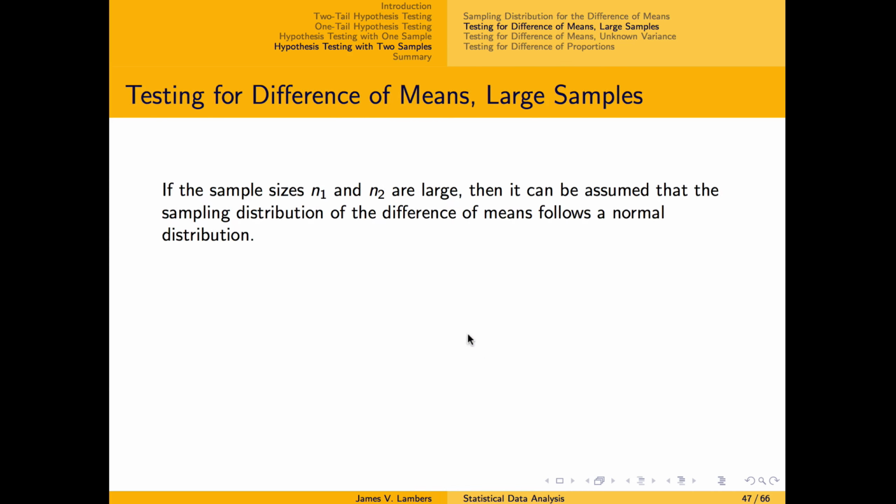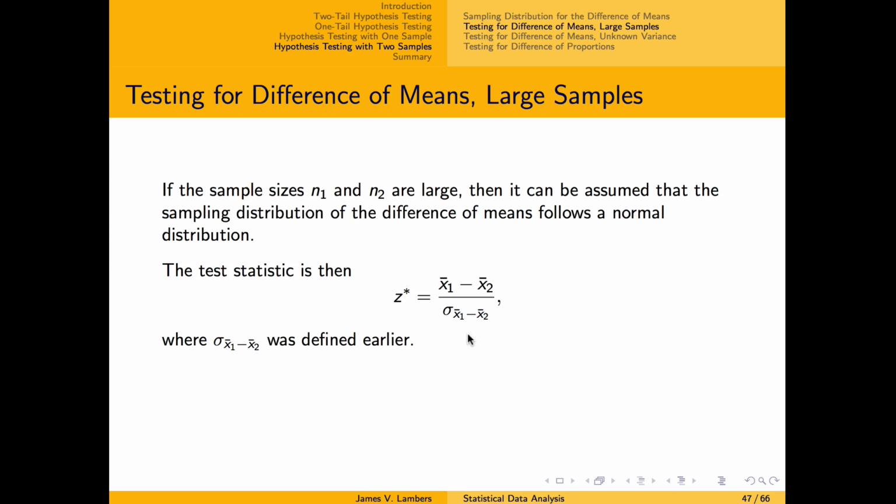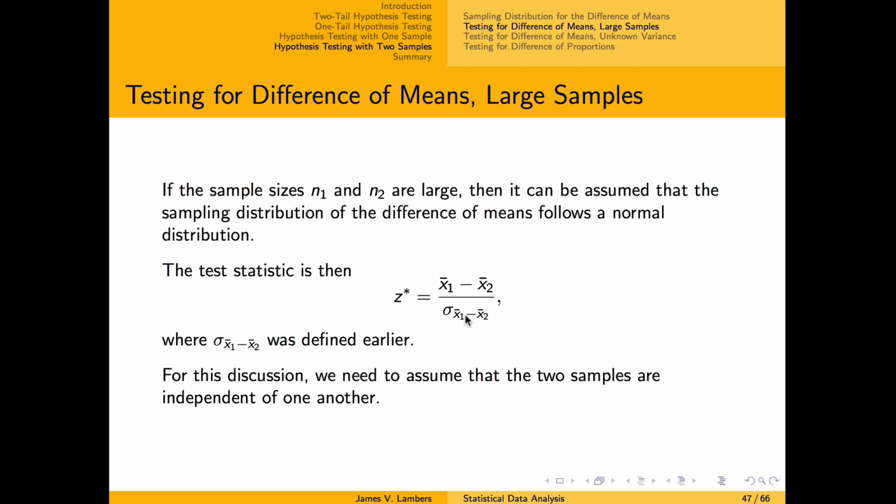When the sample sizes are sufficiently large, the sample distribution of a difference follows a normal distribution, just as in the case of a single mean. Then we have the same old test statistic: sample value, which in this case is the difference of sample means, minus the hypothesis value, which is 0 because we're comparing the difference of the means to 0 in some way, divided by the standard error. For now, we assume that the two samples are independent of one another. We will consider the case of dependent samples later.